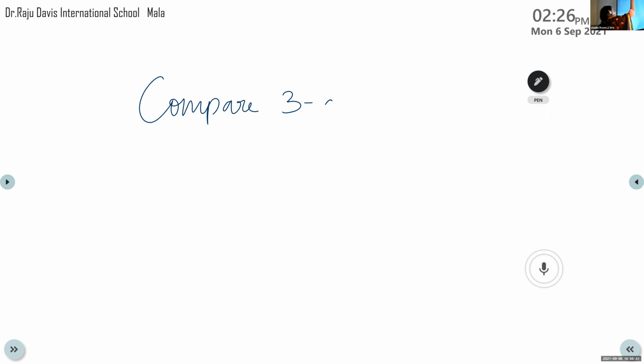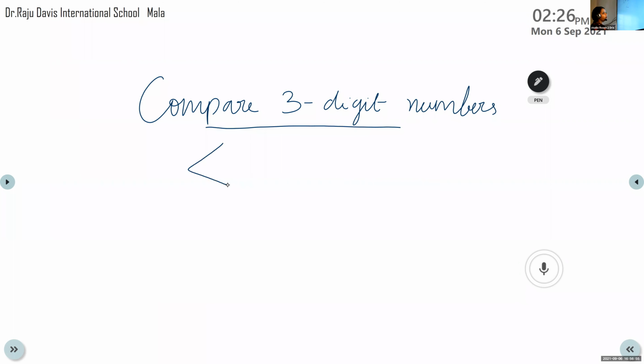Compare 3-digit numbers. We know we use 3 symbols, no? See, what about this? It looks like a tilted capital letter L. What is it, greater than, Meenakshi? See, it is less than. Look at the symbol carefully. Less than, tilted L. And the opposite of this is greater than.